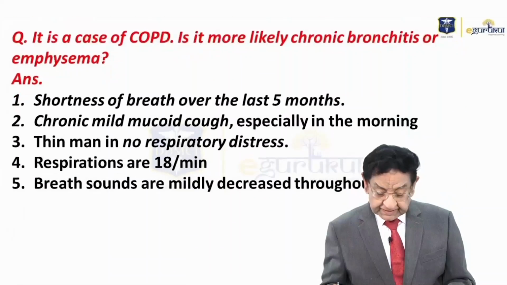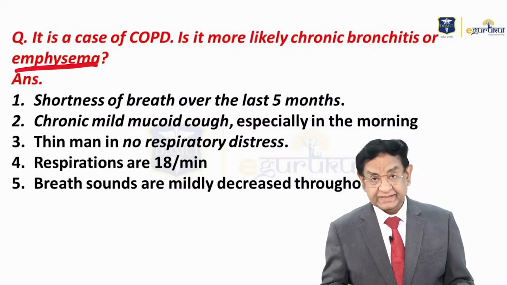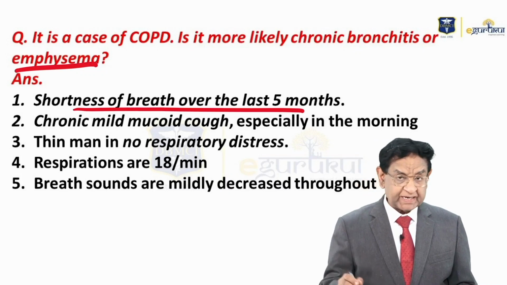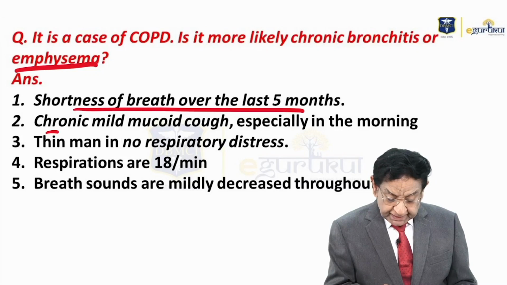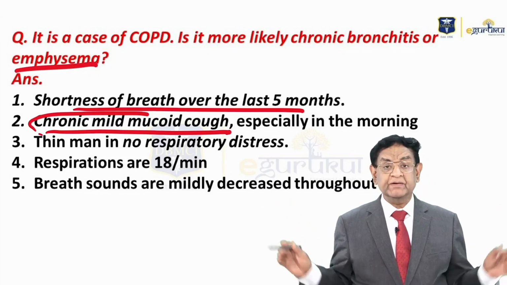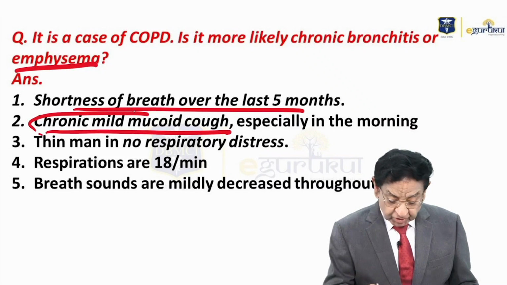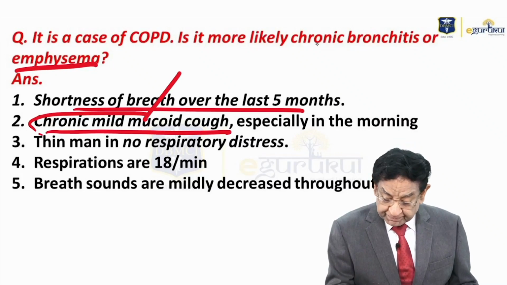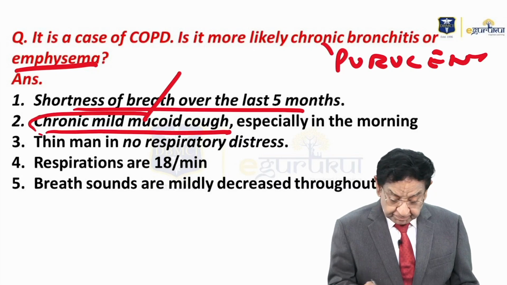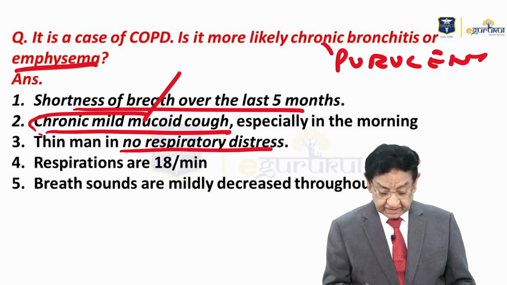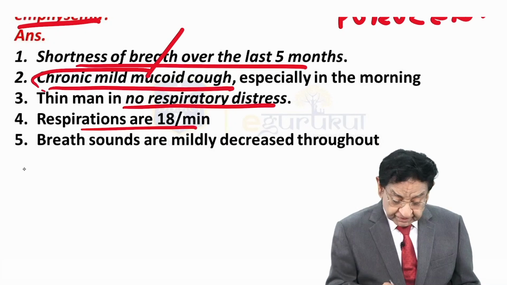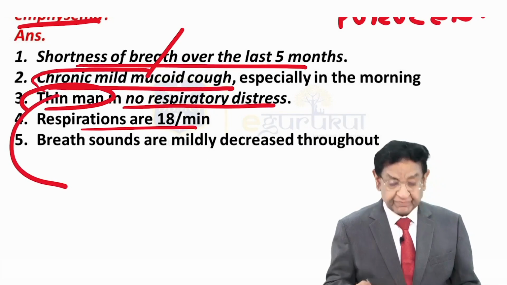Well, this is a case of emphysema, more likely. The reason being, shortness of breath for 5 months, agreed, but this may occur in chronic bronchitis. Chronic mild mucoid cough is very important because in chronic bronchitis, the sputum is very large and it is not mucoid. It's more of a purulent type. There's one difference. But no respiratory distress. Respiratory rate is 18. And the best thing is the patient is a very lean and thin person.